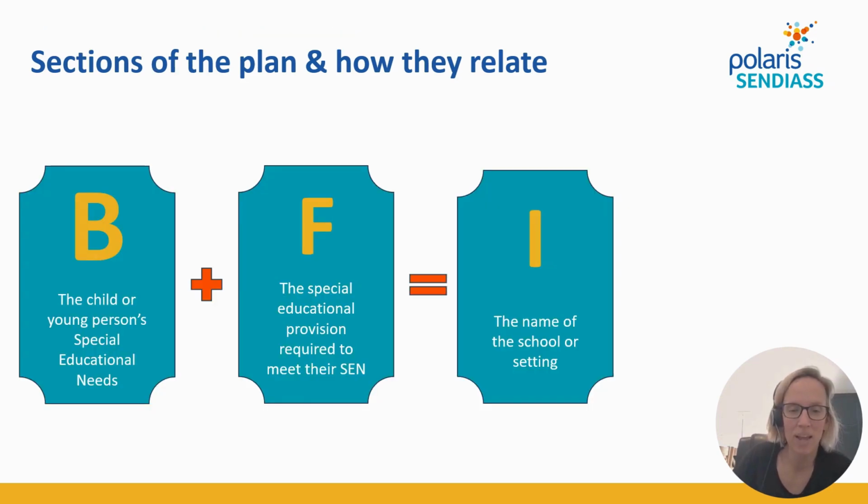Sections of the plan and how they relate: B and F, then I. This is the order we need to think about when looking at the plan. Lots of people know which school they want their child to go to, and they try to work backwards. But if there's a dispute over whether or not the school is suitable, it almost always comes down to whether the child's needs are fully captured in section B, and whether the provision required to meet those needs is specified in section F. So we go B, F, then I.